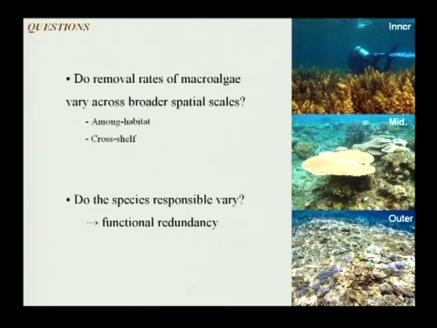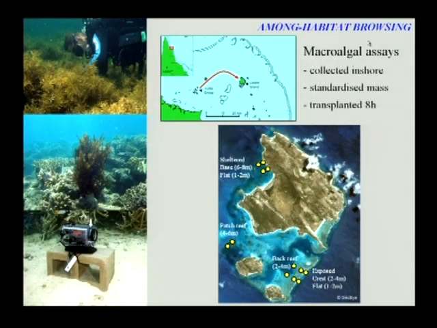And the expectation was, if there's a lot of variation in the fish community structures across both of these scales, then you'd expect the species that's actually responsible for these functions is going to vary across those scales as well. So what we're trying to look at is which one's removing it. To do it, I simply use a technique, macroalgal bioassays, or transplanting macroalgae.